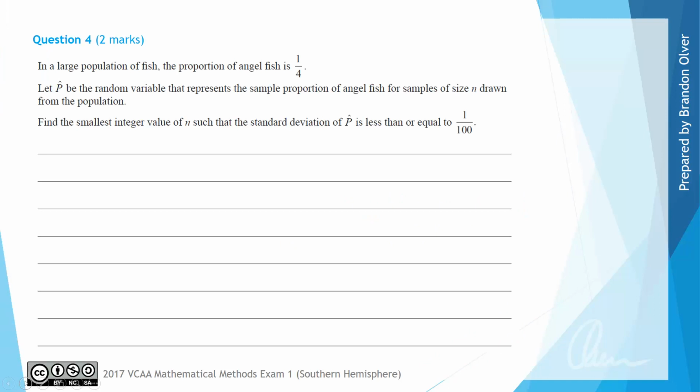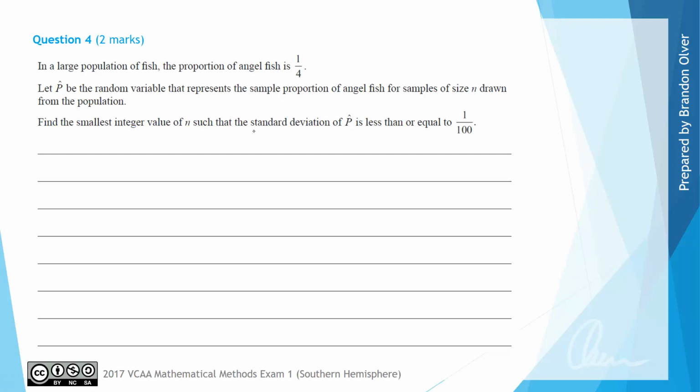So for question 4 we have, in a large population of fish, the proportion of angelfish is 1/4. Let capital P hat be the random variable that represents the sample proportion of angelfish for the sample size n drawn from the population. Find the smallest integer value of n such that the standard deviation of P hat is less than or equal to 1/100.